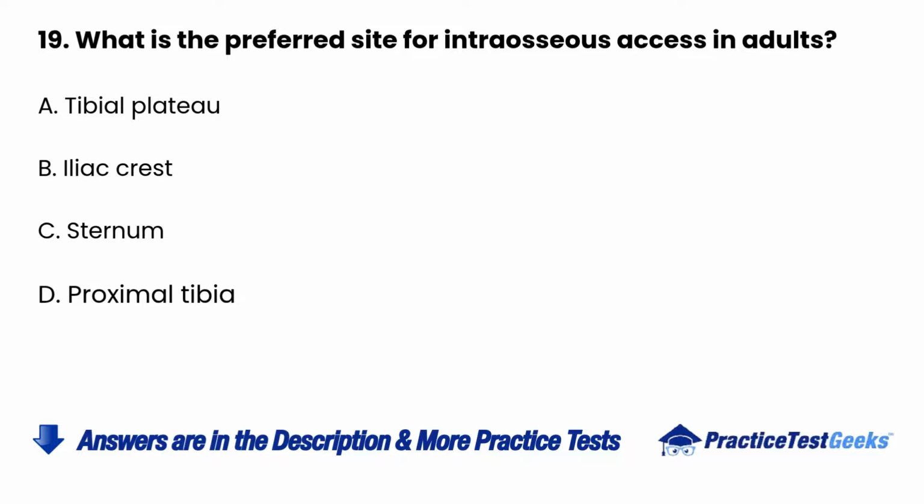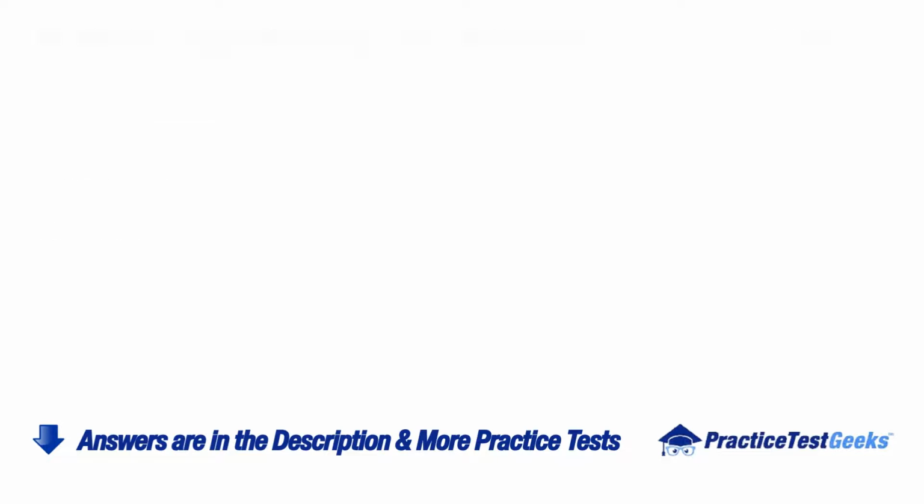19. What is the preferred site for intraosseous access in adults? A. Tibial plateau. B. Iliac crest. C. Sternum. D. Proximal tibia.